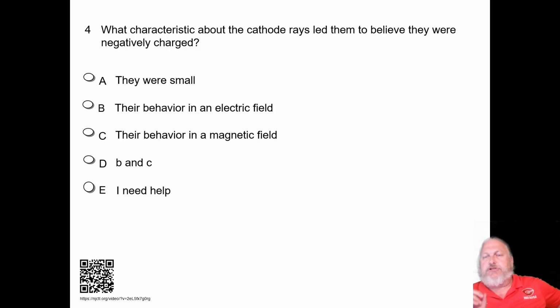Right? So, let's take a thought question here. What characteristic about the cathode rays led them to believe that they were negatively charged? Take a second. Pause. And here we go. Well, B and C: their behavior in the electric field and also their behavior in a magnetic field.